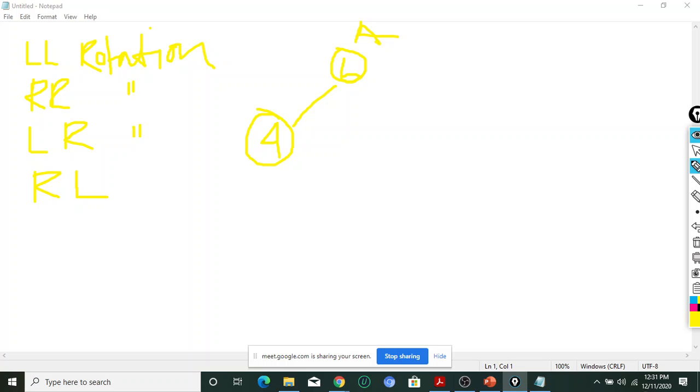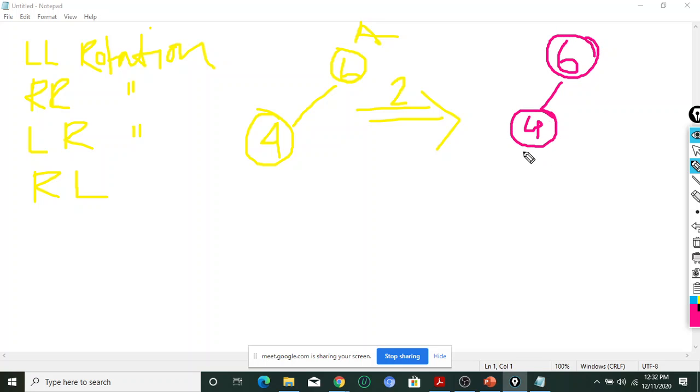Now LL, what does it mean? This is my existing node, and now these two existing nodes are present in the AVL tree, and if I want to insert any node, for example 2, what is the modified picture? That is 6, this is 4, and if I want to add it, will it be added on the right hand side or left hand side? Left, sir. Left hand side.